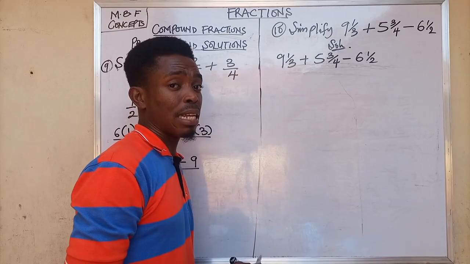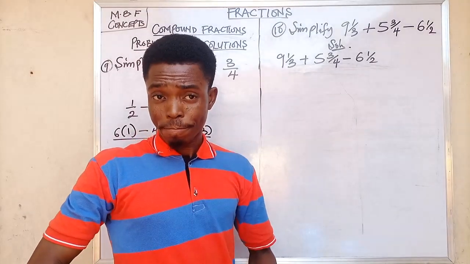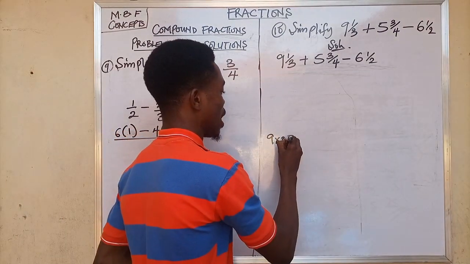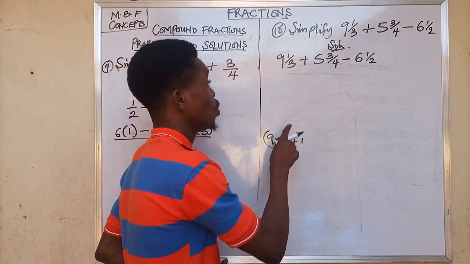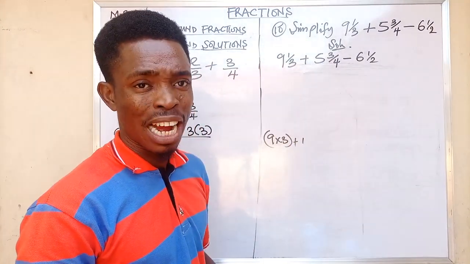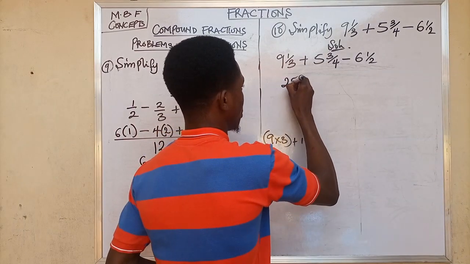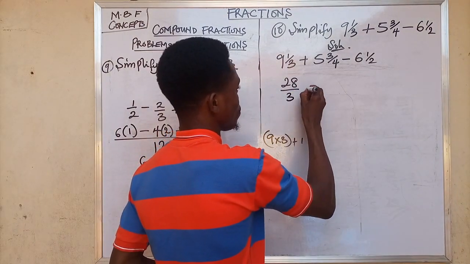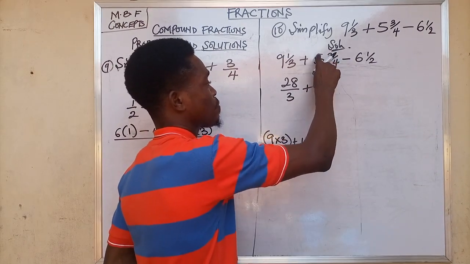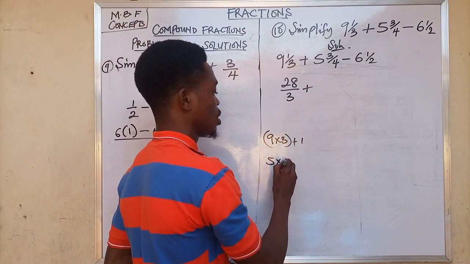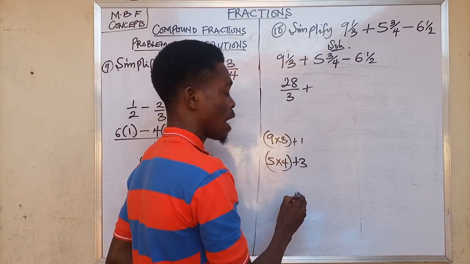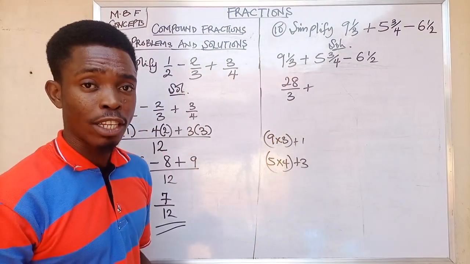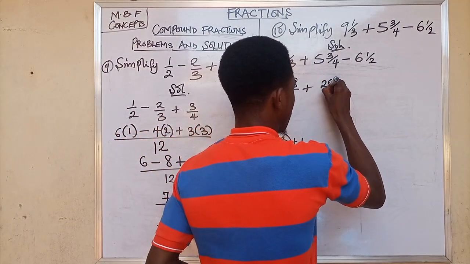So guys, how do you convert a mixed fraction to an improper fraction? First, multiply the whole number by the denominator and then add the numerator. So 3 times 9 gives us 27, and 27 plus 1, we have 28 all over 3. Plus, how do we convert this mixed fraction? We take the whole number, which is 5, times the denominator, which is 4, then plus 3, which happens to be the numerator. Guys, hope you follow. Now, 4 times 5 is 20, and 20 plus 3 is 23. Then we have this as 23 all over 4.